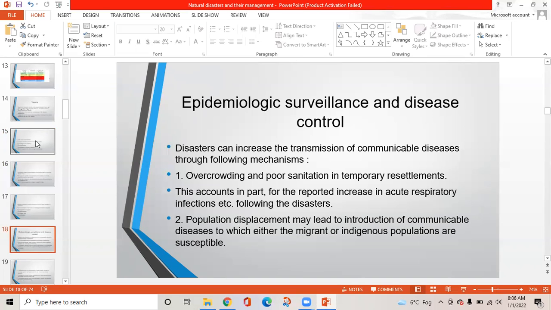Another important step in the management of disaster is epidemiological surveillance and disease control. Disaster can increase the transmission of communicable diseases through the following mechanisms. First is the overcrowding and poor sanitation in temporary resettlements. This accounts in part for the reported increase in acute respiratory infections, etc., following the disaster. Second, population displacement may lead to the introduction of communicable diseases to which either the migrant or indigenous populations are susceptible.